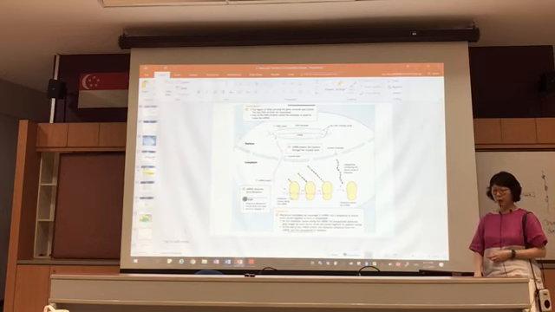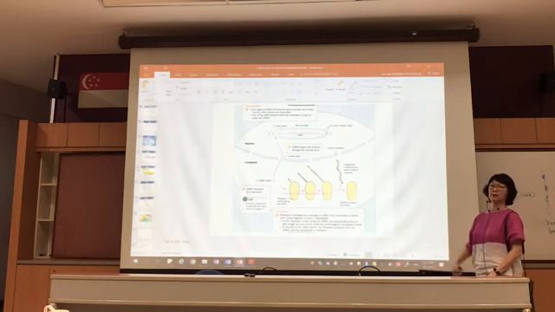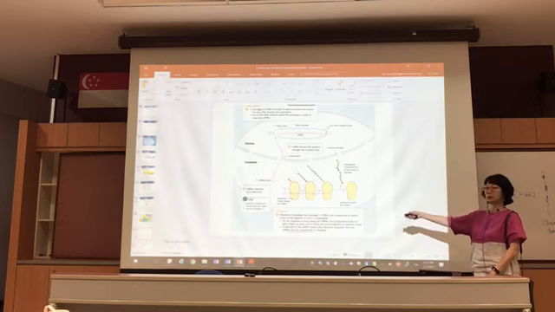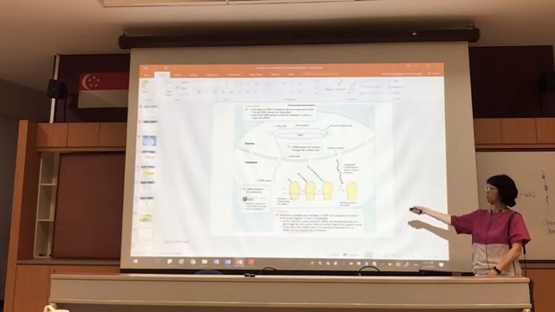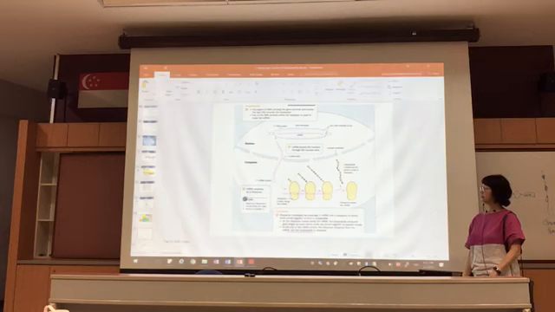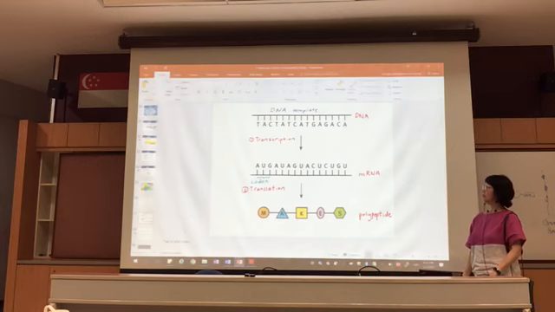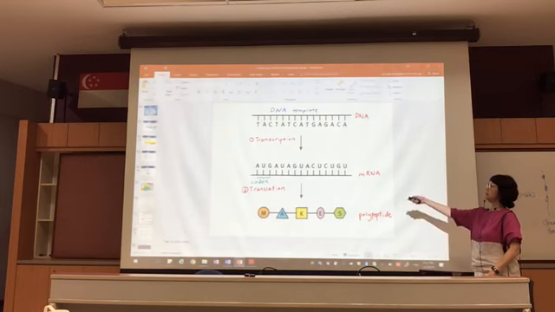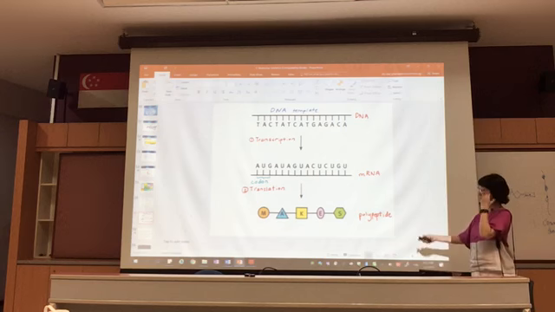How does translation take place? It takes place at the ribosome where every 3 bases code for 1 amino acid. The amino acids are linked up according to the sequence of codes here. You get a polypeptide. Okay, so transcription, translation. You get your polypeptide.